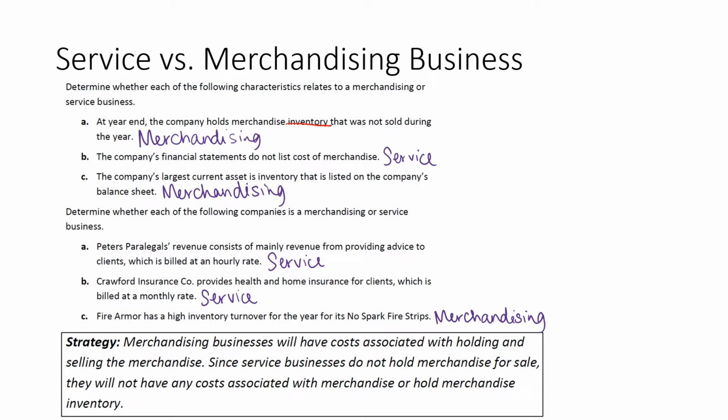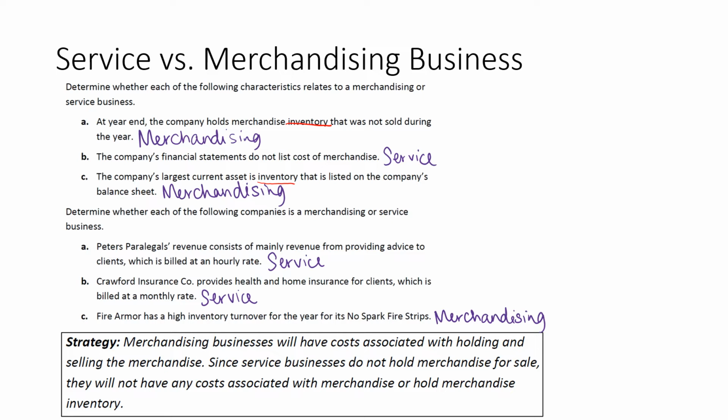B, the company's financial statements do not list cost of merchandise. We know that is a service business because they just look at revenue minus operating expenses to get to net income. There is no cost of merchandise with a service business because they provide a service, not merchandise. C, the company's largest current asset is inventory that is listed on the company's balance sheet. So, if the company has inventory on their balance sheet, then it has to be a merchandising business because a merchandising business purchases and sells inventory.